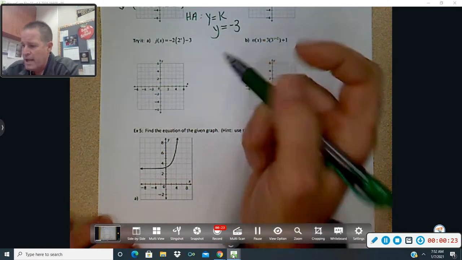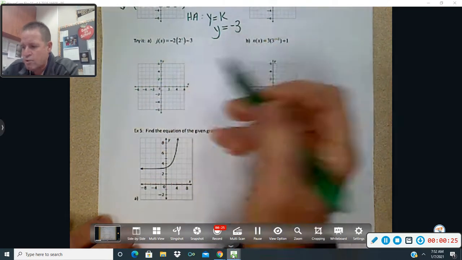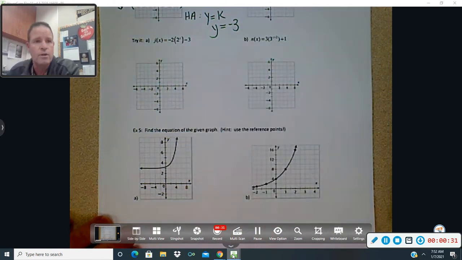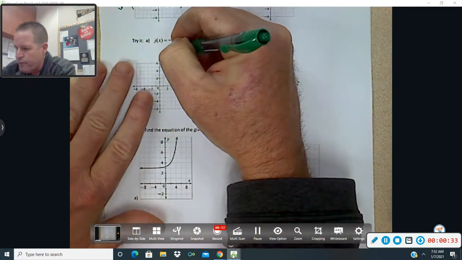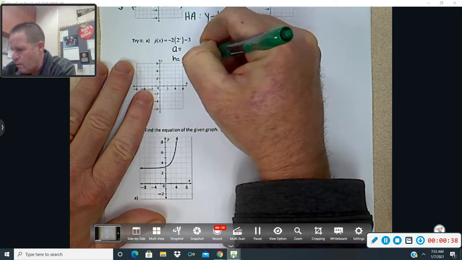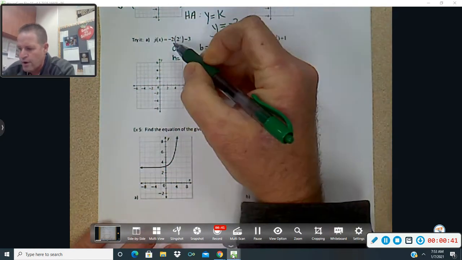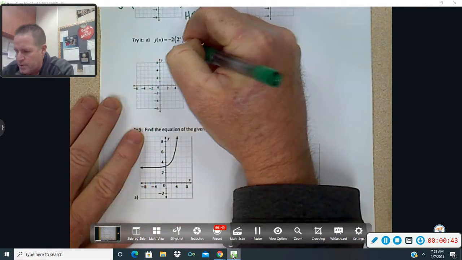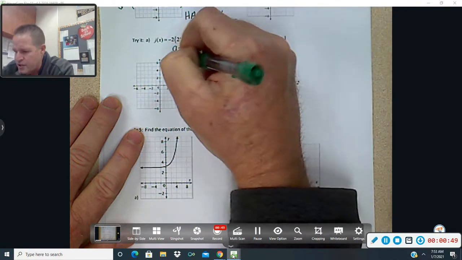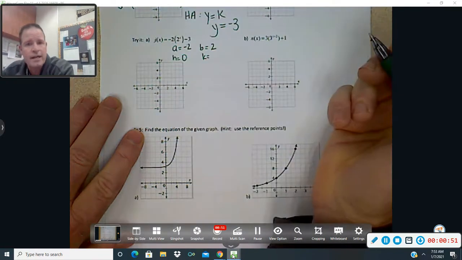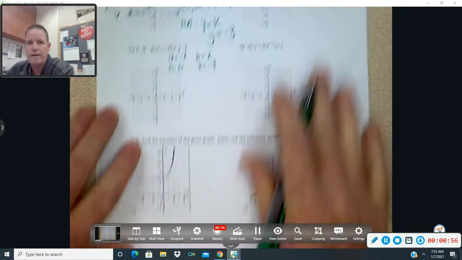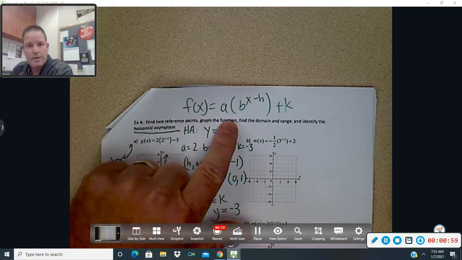Alright, so again, how do I know I have growth? My base is greater than 1. So if I have a base that's greater than 1, I will be using the growth reference points. But first I need to identify what is A, what is B, what is H, and what is K. For this example, my A value is -2, my B value is +2, my H is 0. There's no number being added or subtracted there, and my K is -3.